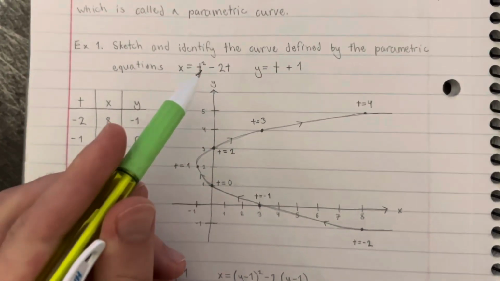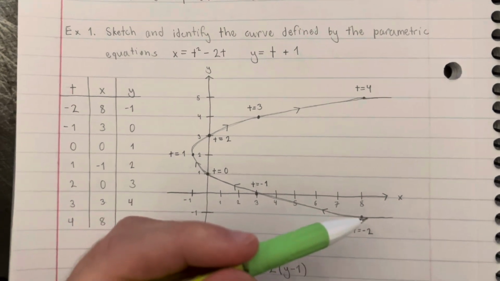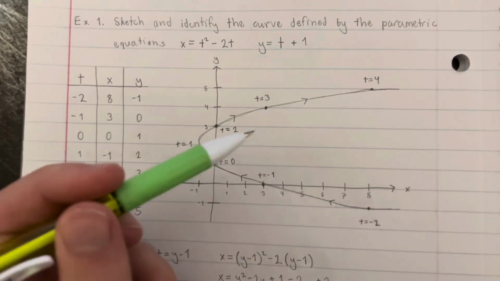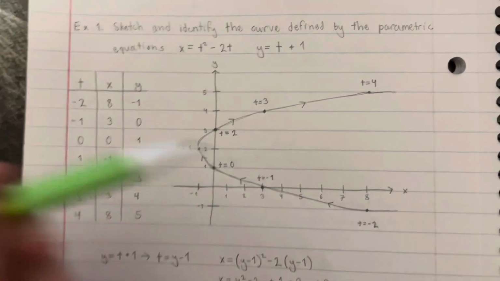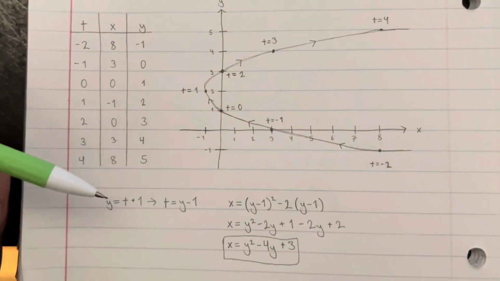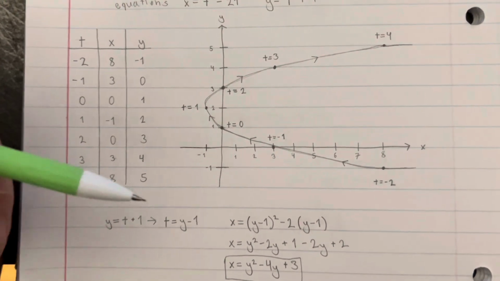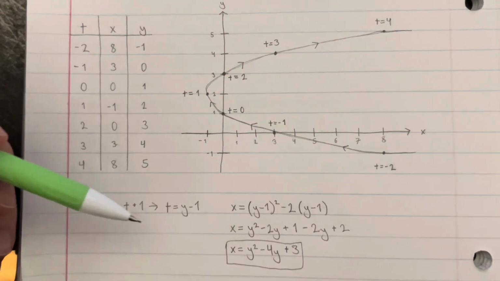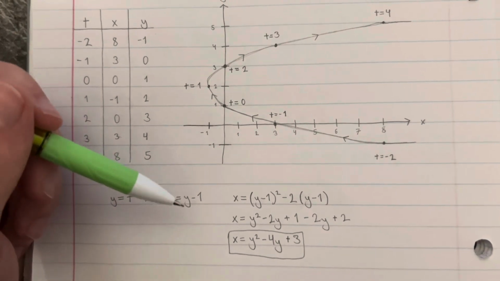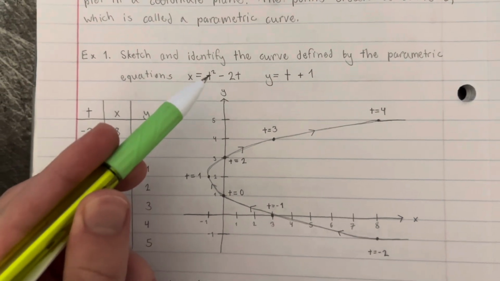Then it's asking us to identify the curve. Now that we've drawn the parametric curve, we can see that it looks like an x equals parabola function, so we should solve for x. We take our y equals t plus 1 equation and find t by subtracting 1 from both sides. So t is now equal to y minus 1. And then we plug in y minus 1 for t.